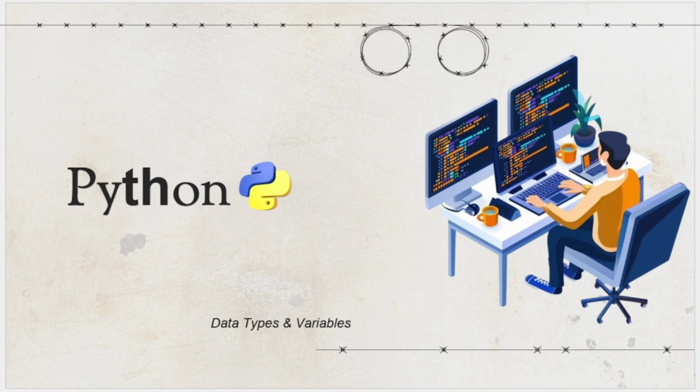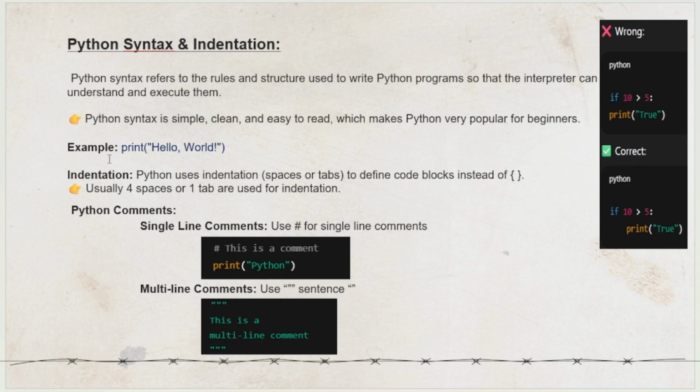So today in this video we will discuss data types and variables. Let's discuss some basic things. What is Python syntax and indentation? Python syntax is simple, clean and easy to read, which makes Python very popular for beginners. Python uses indentation to define code blocks instead of curly braces.